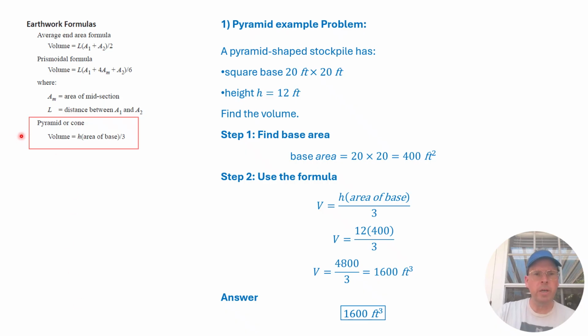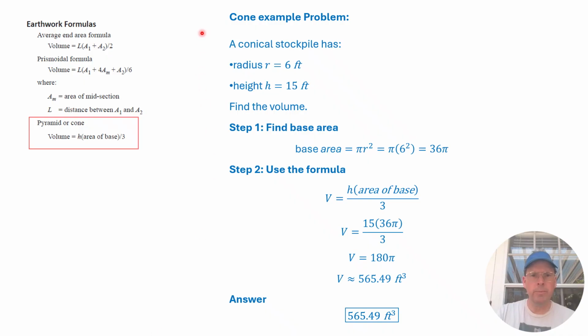So I'm going to go ahead and do an example for the pyramid or cone right here. Let's say you have a pyramid-shaped stockpile, square base, 20 by 20 feet, height 12 feet. Find the volume. So we're going to use this equation. The first thing I do is calculate the base area, 20 by 20, so that's 400 square feet. Then put that into this equation here, and you have the height given. So you get a volume for that pyramid stockpile of 1,600 cubic feet.